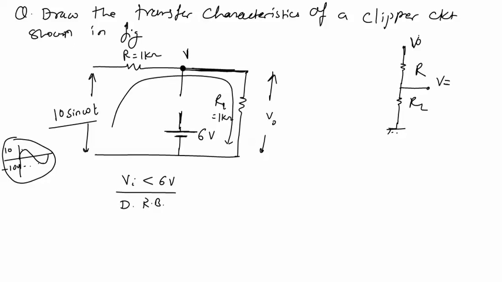Here we have applied this input voltage Vi. This potential divider network will divide this input voltage, and it will be written as Vi into RL upon R plus RL. Now RL and R both are equal to 1 kilo ohm, so Vi into 1 divided by 1 plus 1 equals Vi by 2. Vi by 2 means only half of the input is reaching this point, so this voltage V is equal to Vi by 2.